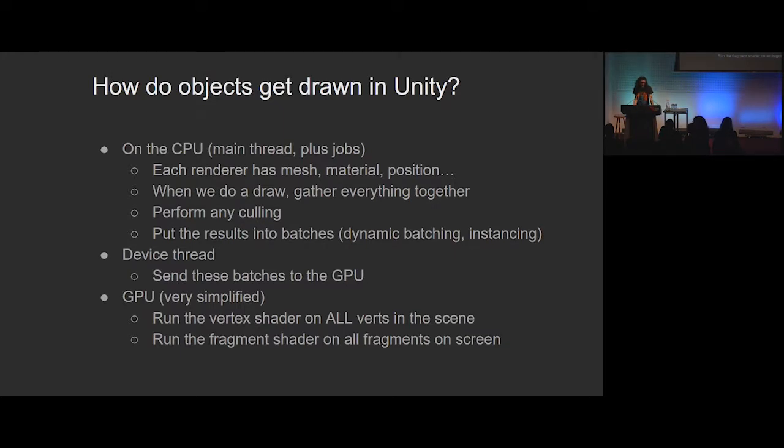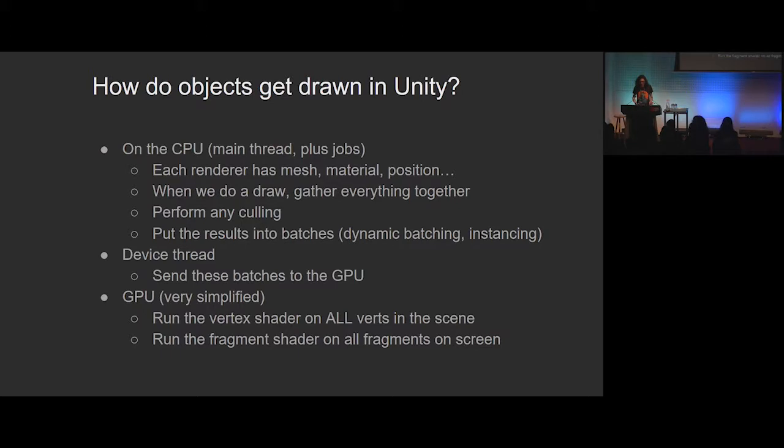...which is the main thread plus potentially some job threads and such. Every renderer in our game, something that gets drawn to screen, is going to have a mesh and material, generally on, say, the renderer component in Unity, and there's going to be an associated position and everything on the transform component. And when we want to actually draw the scene, Unity is going to gather all of that stuff together, and it's then going to have to figure out, okay, what is actually drawing this frame?